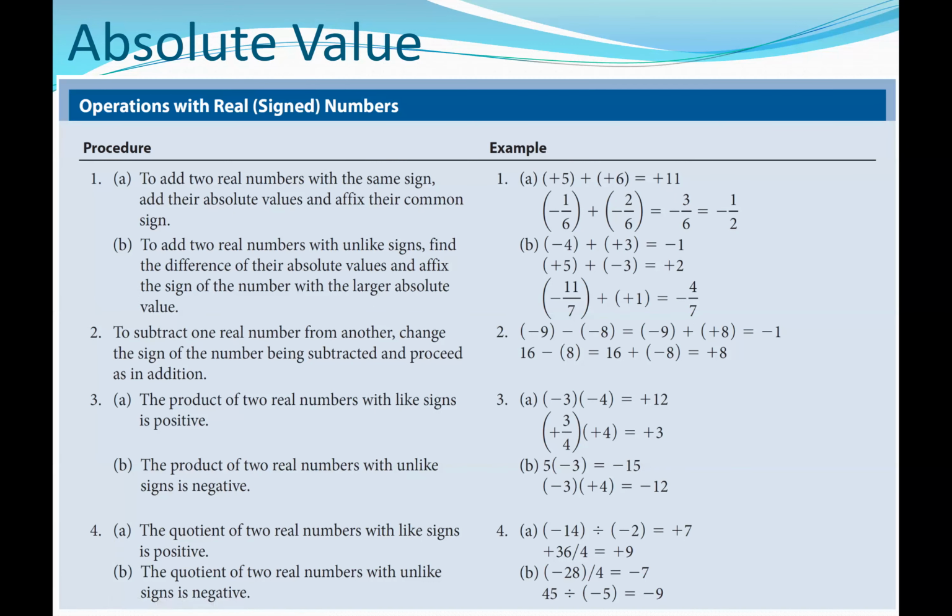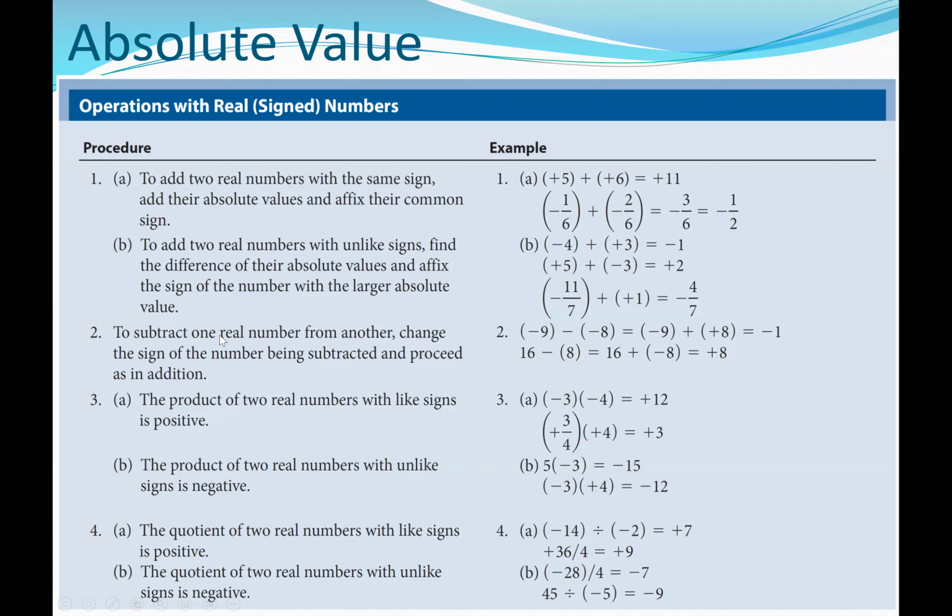Now, they said that if the signs are not the same, we need to find the difference of the absolute values. Then we keep the sign of the larger value. So example here, -4 plus 3. The difference of 4 and 3 will be 1. And since 4 is bigger than 3, we keep the sign of 4, which will be -1. Here we have +5 plus -3. The signs are opposite, so 5 minus 3 is 2. Since 5 is greater than 3, I'll keep the sign of 5, so it will be +2.